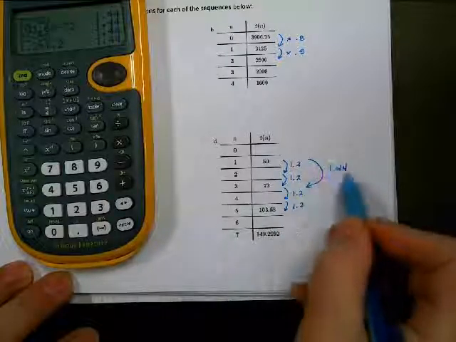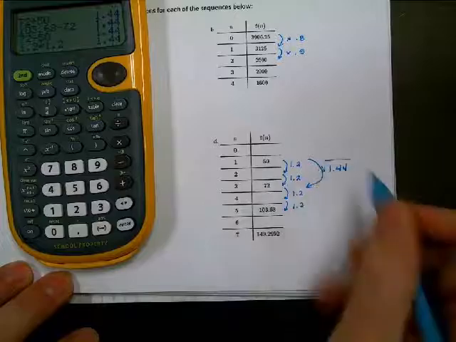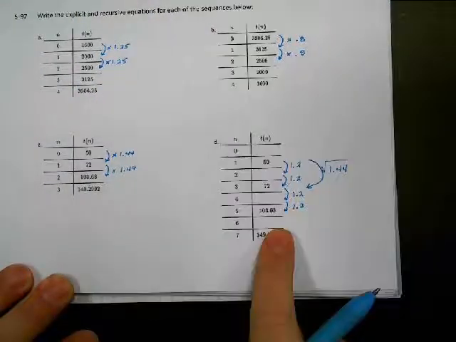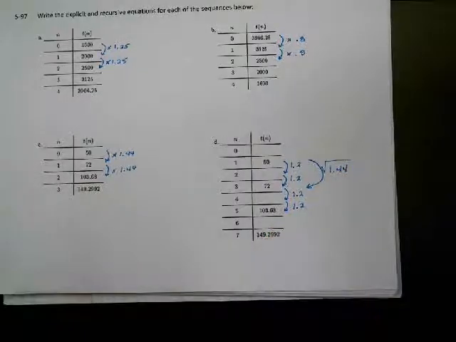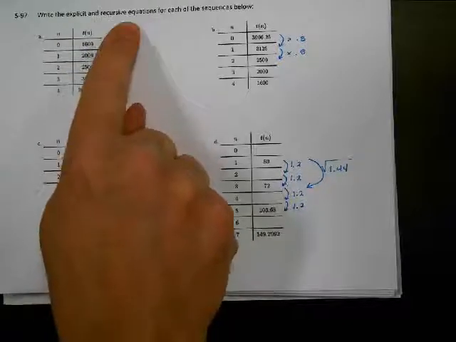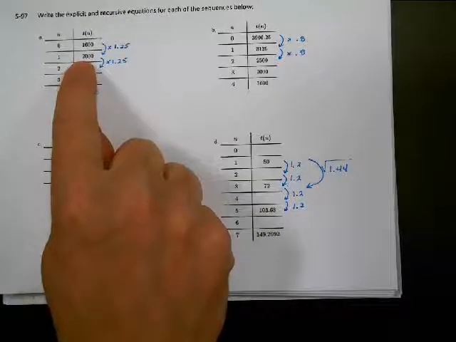All right, so there's all your multiples. I am out of time. My class starts in less than a minute. So you can go ahead and finish writing the explicit and the recursive. Remember, in the recursive, you have to use the 2000 number here, the first term. You have to tell them what the first term is and then how to get to the next one.